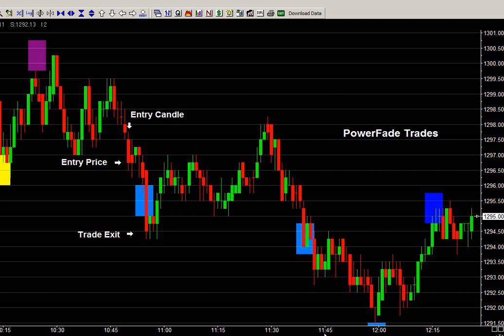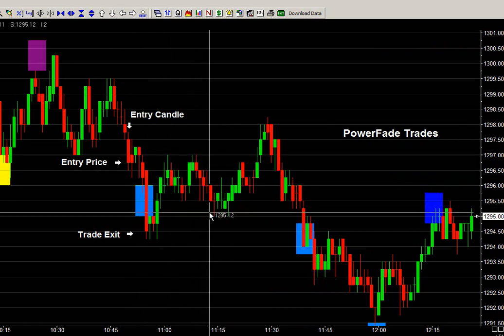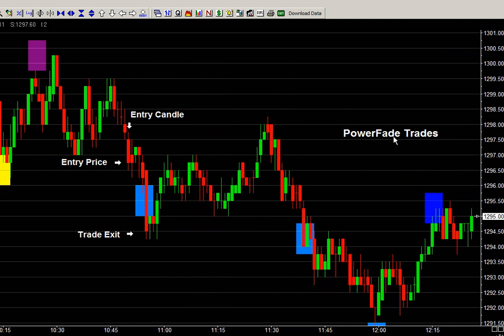Okay guys, let's talk about one of my favorite trades, what's called a PowerFade trade. So it's completely opposite to a PowerPoint trade, where with a PowerPoint trade we expect the market to come down, hit a PowerPoint and bounce off. With a PowerFade trade, the fade means to go against. So we're looking to go against the PowerPoint.